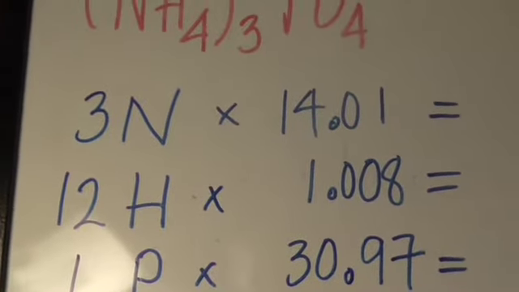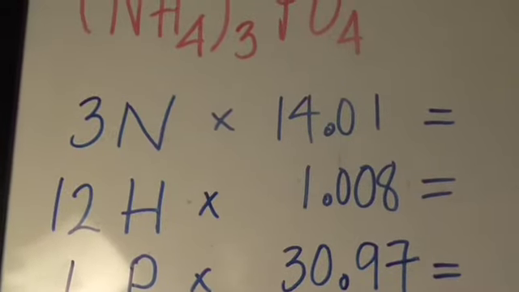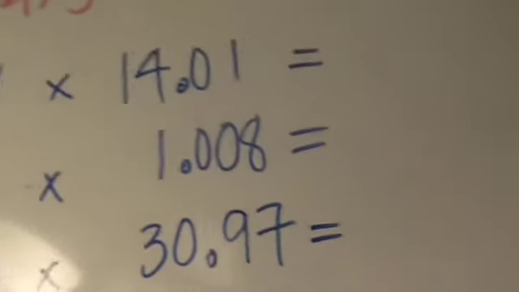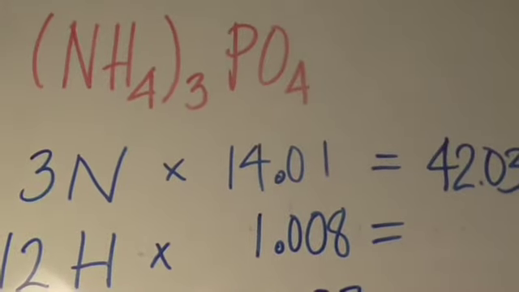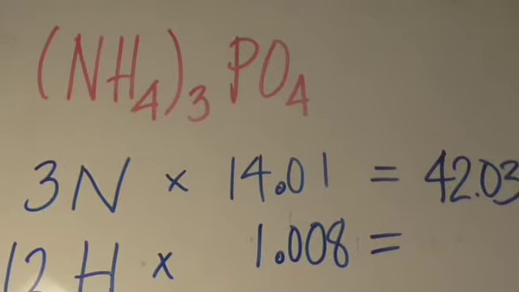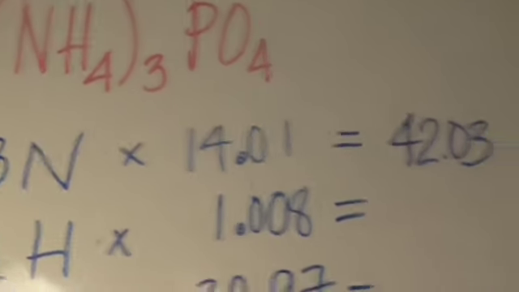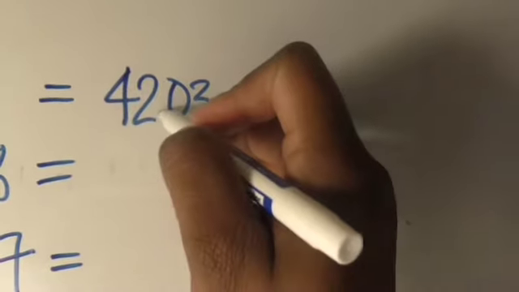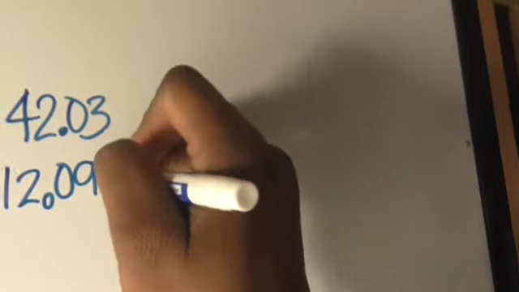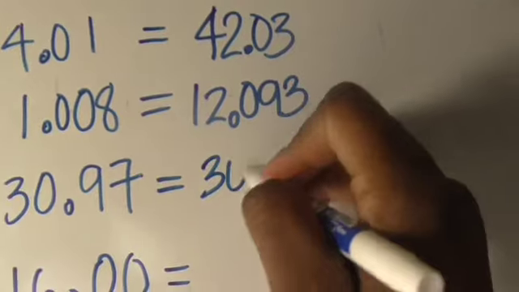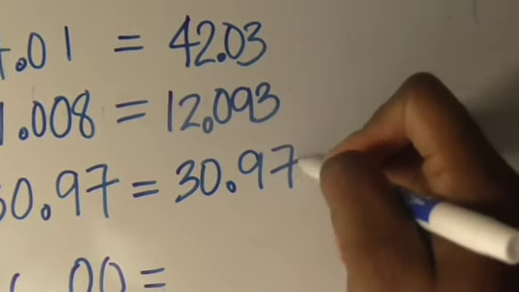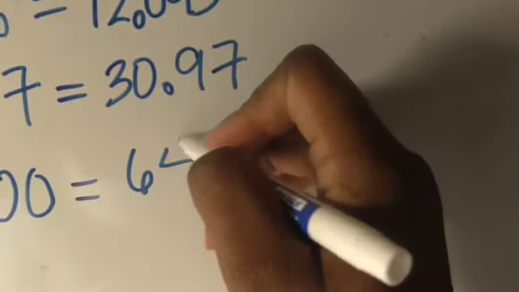So you have 3 times 14.01, and that is 42.03. 12 times 1.008. That's going to be equal to 12.093. 1 times 30.97. We can just keep that number the same without doing any crazy math. And then 4 times 16, many of you may know that that's 64.